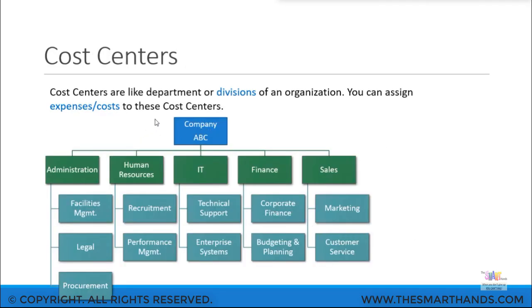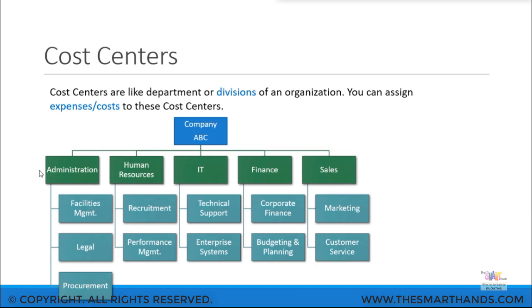Let's look at an organizational chart with some cost centers. You can see, as I mentioned earlier, cost centers are like departments and divisions. What you see in these light green shaded boxes are the actual cost centers. For example, under the administration division, you have facilities management, legal, procurement, and so on. These are the actual cost centers.